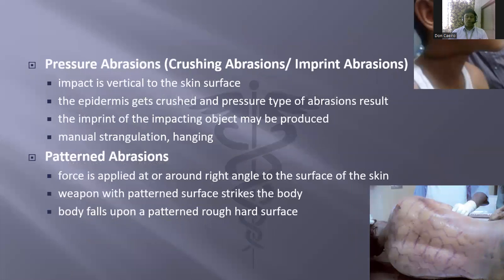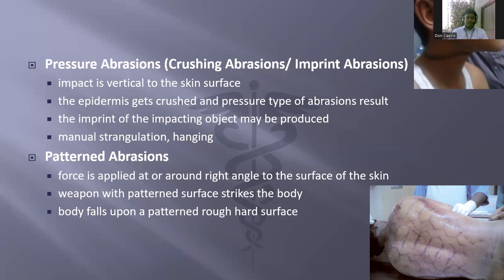Pressure abrasions, also known as crushing abrasions or imprint abrasions. The impact of these abrasions is vertical to the skin. In this particular abrasion, the epidermis gets crushed and the abrasions are of pressure type. The imprint of the impacting object may also be produced, in case of a rope that is very forcefully tied against a particular arm, neck, or whatever. It's going to cause some abrasion, and the imprint of that rope may be there. We have the example of manual strangulation or hanging.